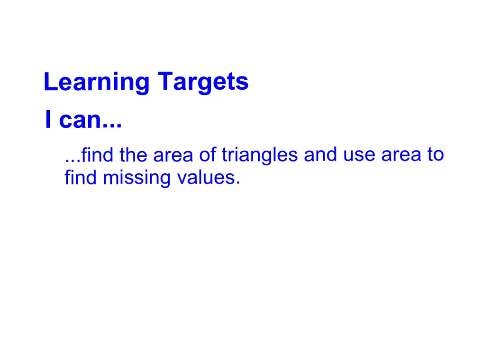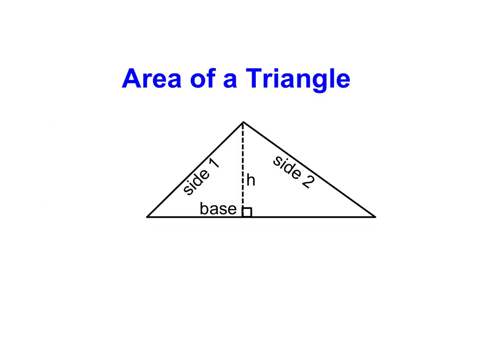In this video, we'll be finding the area of triangles and using triangles to find missing values. So before we find the area of a triangle, I want to highlight some of the key components of a triangle. So here we can see that our triangle has three sides and then it has this internal measurement. So our three sides are going to be side 1, side 2, and the base. And we figure out which one is the base by also looking for the height of our triangle.